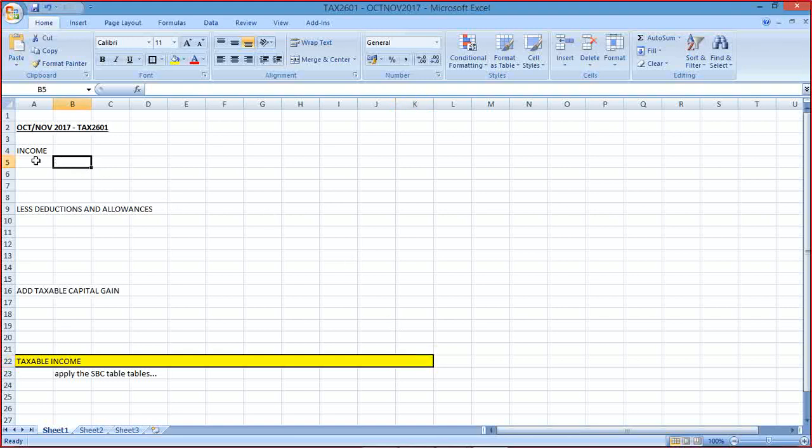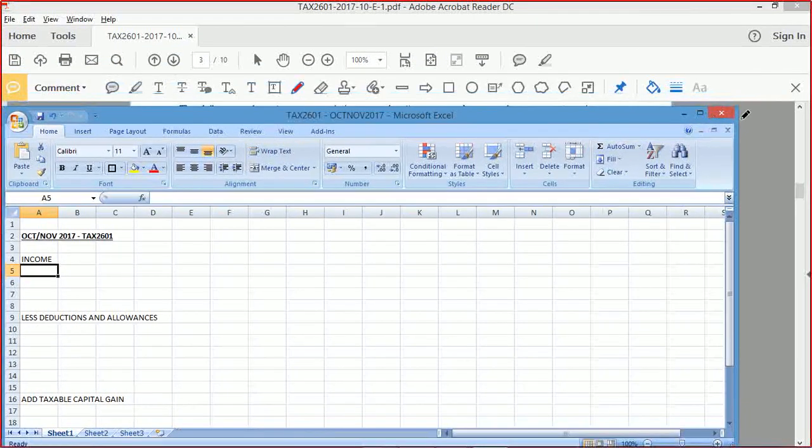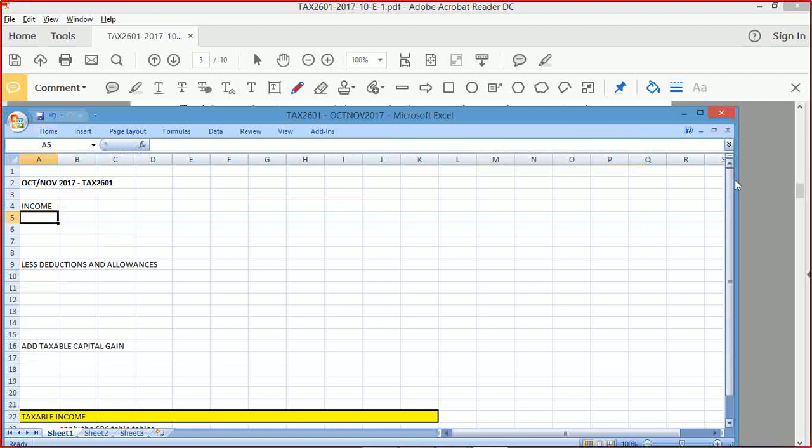Okay, so the first line item you see in the question, I just want to shrink this and put up the question as well so you can see it.